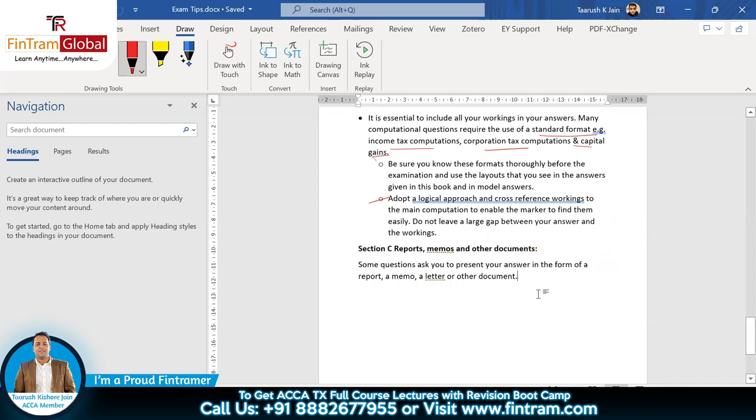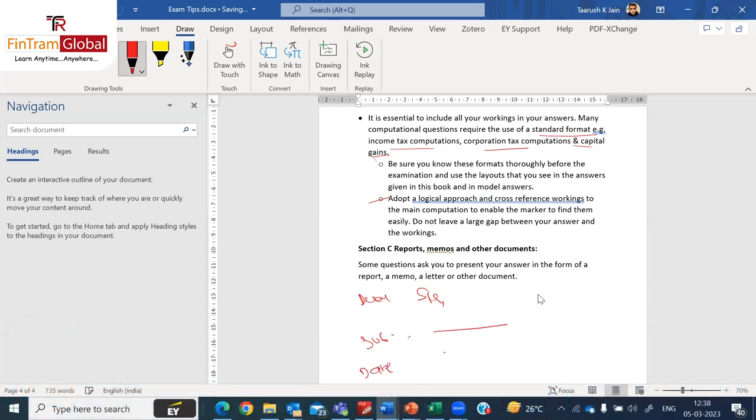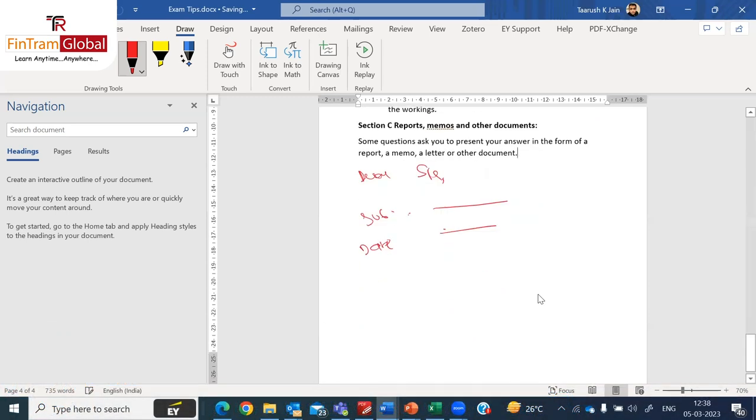Now, it can also ask for reports, memos, and other documents, right? Make a memo for the client on this. Make a note for this. So, what you can do is you can structure it like this. Dear sir, subject, date. And then start with a nice intro line. This is in reference to, and then begin your answer.